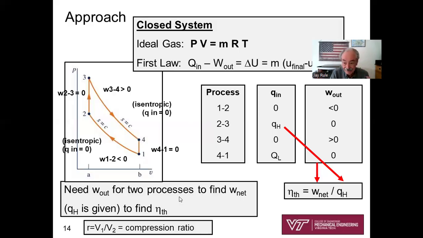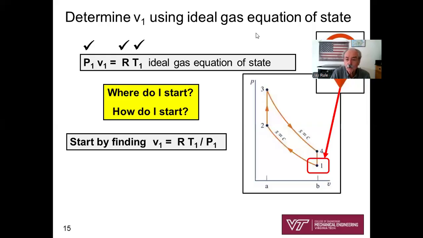All right, so planning ahead before we put pencil to paper, all I've got to do is get these two work values, add them together to get w net. qH, that's given. All right, that's a number. So then I'm done with thermal efficiency. Also, I've got the compression ratio given. All right, where do we start?